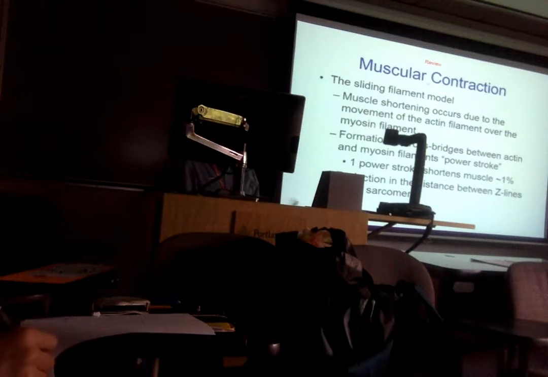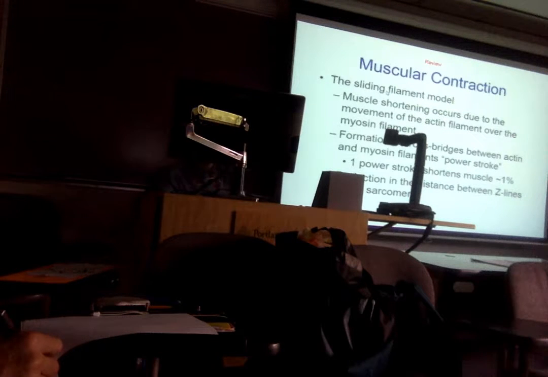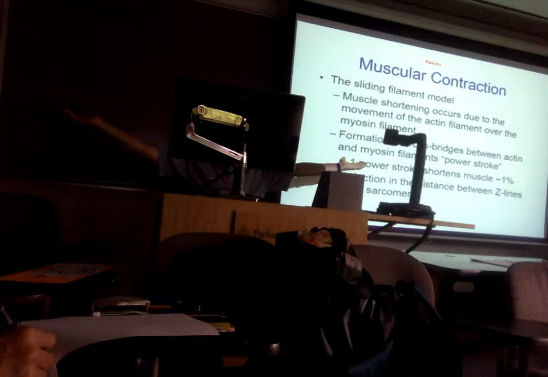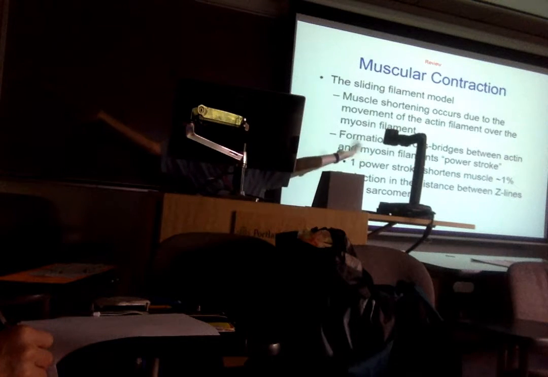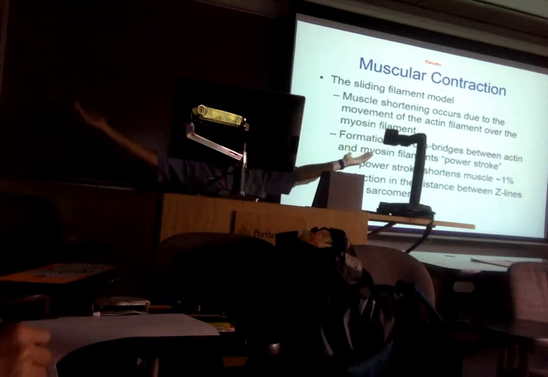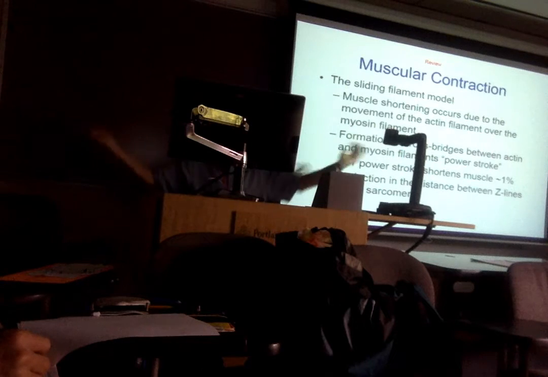Okay, review muscle contraction. You guys remember the sliding filament model. So the Z lines get closer together because actin filaments are sliding over the myosin. There's cross bridges and there's a power stroke. So when I do this as a myosin molecule, that's a power stroke. And so that just moves a little bit, but I'm going to be doing this a lot.